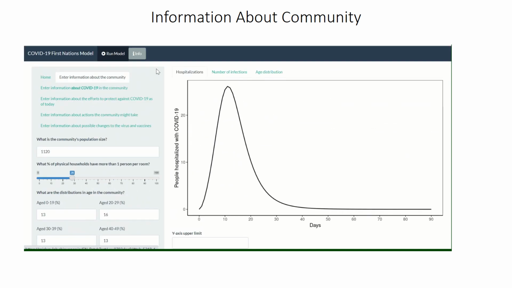In the next video, we're going to learn how to enter information about efforts to protect against COVID-19 as of today.